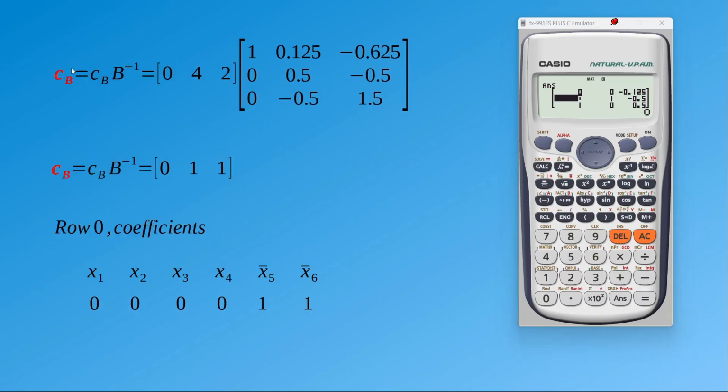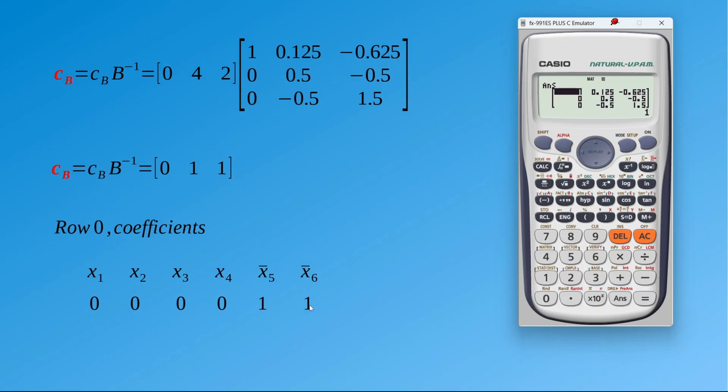Now the updated CB, we do the calculation similar to the previous. Now for this, what we have to just do is find out B inverse. So we find out B inverse here, shift 4 B inverse, there we are. Now if you multiply 0, 4, 2 with this, we get 0, 1, 1. So now the row 0 coefficients are 0, 0, 0, 0, 1 and 1.